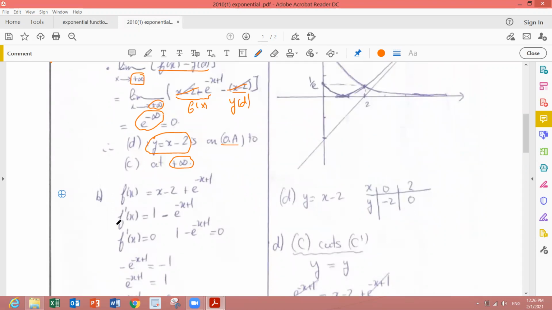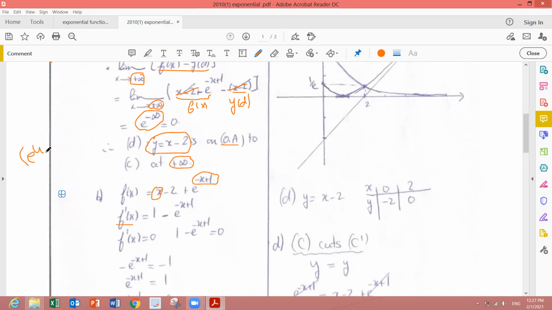f prime x. The derivative of x is 1. The derivative of 2 is 0. The derivative of the exponential: first I take the derivative of the power. The derivative of minus x plus 1 is minus 1. This is why it becomes minus times e to the power minus x plus 1. The derivative of e to the u, as you know.